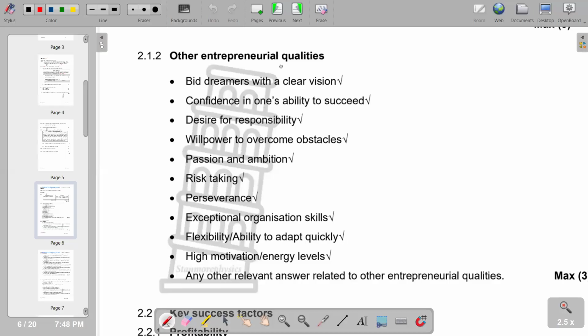Risk taking, perseverance also can be a part of entrepreneurial qualities. So these are the other entrepreneurial qualities whereby we have big dreamers with a clear vision, confidence in one's ability to succeed, a desire for responsibility, willpower to overcome obstacles, and of course, we've got other entrepreneurial qualities that we can also include. So moving on to the next question.